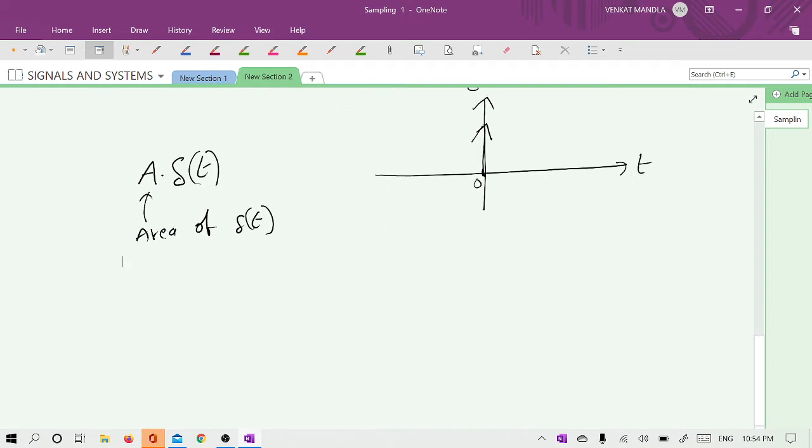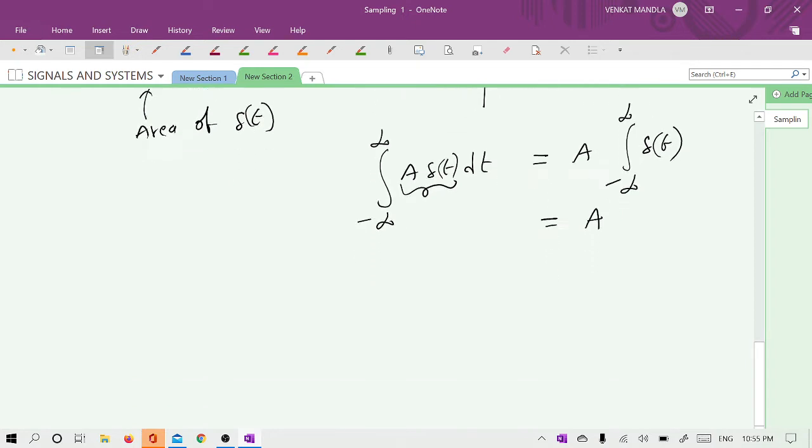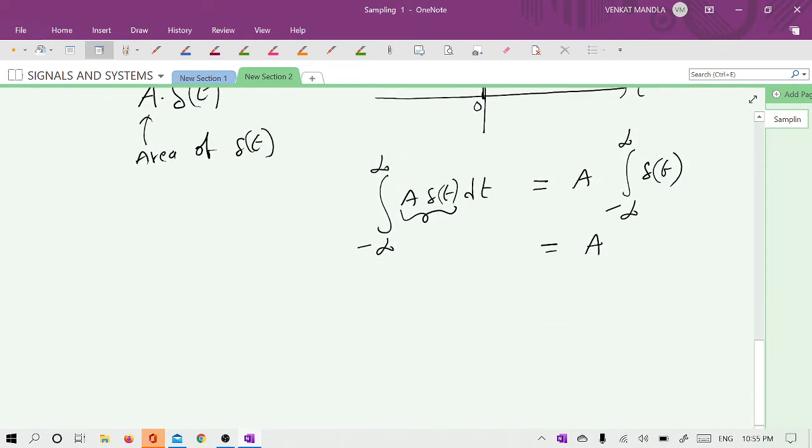Why is it area? Because integral over minus infinity to plus infinity a times del of t dt equal to, what do you get, a into integral minus infinity to plus infinity del of t dt. It is a, since this value is 1. So what does it mean? The integral of a signal is nothing but area. So what you got? Area only. That a is area. Okay, it is not amplitude. It is area. That is important. Okay.